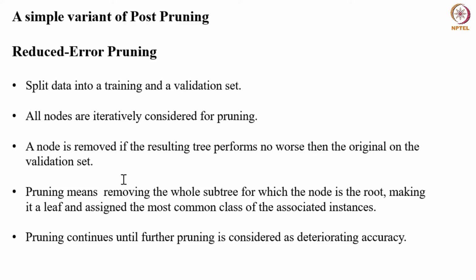Pruning means removing not only the node, but the whole subtree for which the node is the root, making it a leaf and assigning the most common class of the associated instances. Pruning continues until further pruning is considered as deteriorating accuracy. So this is a pretty simple procedure, but it pretty well reflects many schemes for post-pruning.